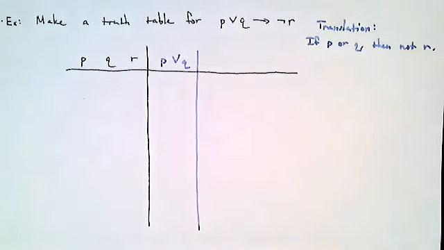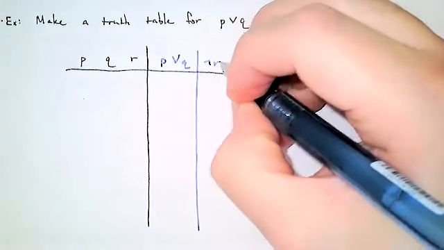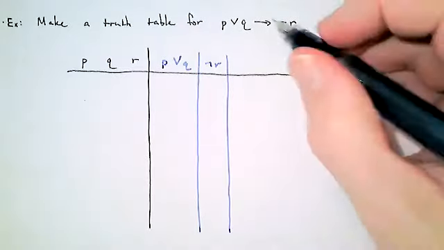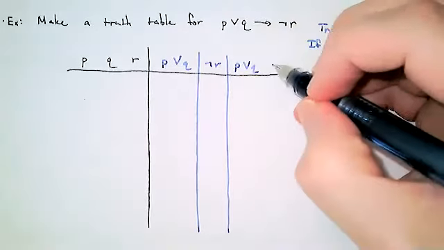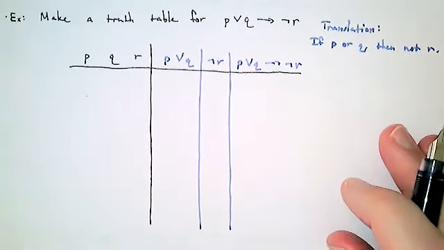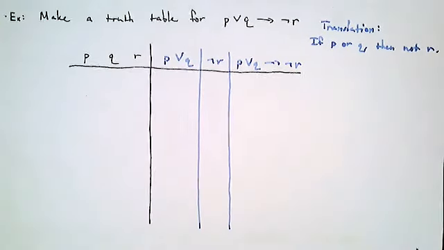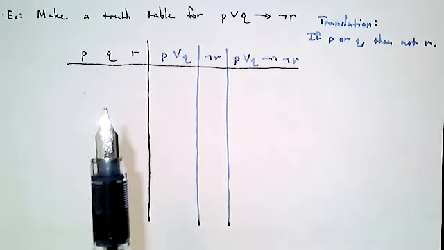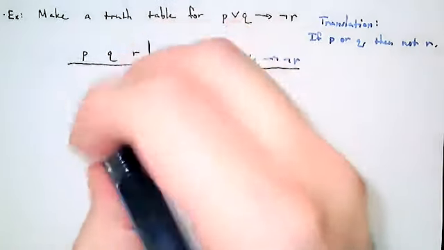And this one, not R. And then those 2 pieces are put together to make the overall conditional statement, P or Q, then not R. Now that we have our columns settled, we've picked our columns, we can start filling in, starting on the left with the simple things and then working to the right to get to the more complex propositions.